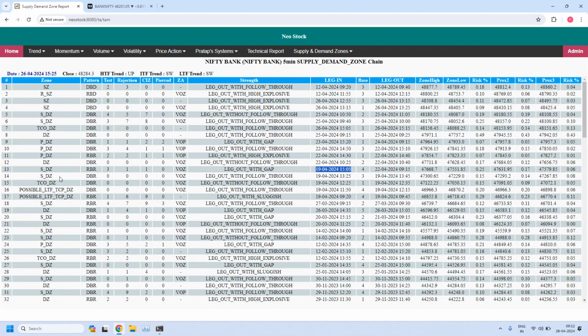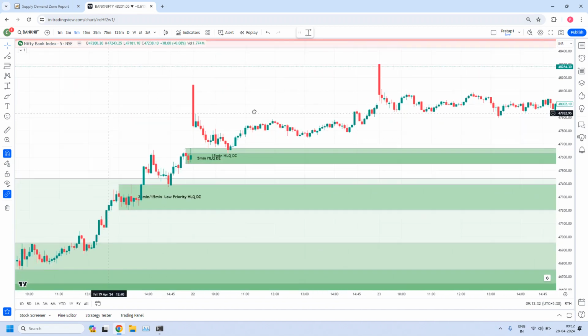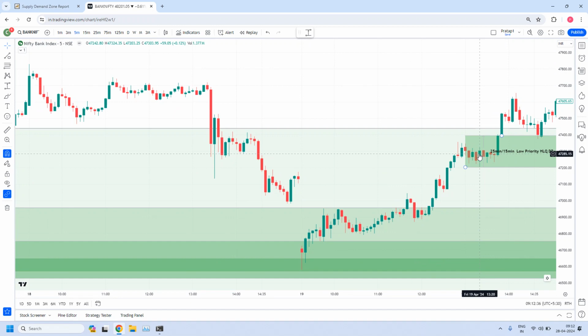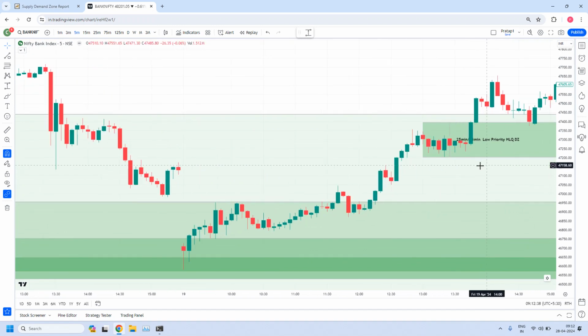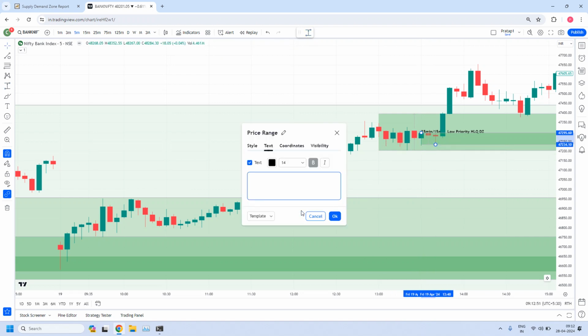And below there is one more high liquidity zone. We'll stop with this. This is 19.4 to 13.25, 3 base candles. This is the one. So inside that low priority high liquidity zone, we have high priority 5-minute zones.